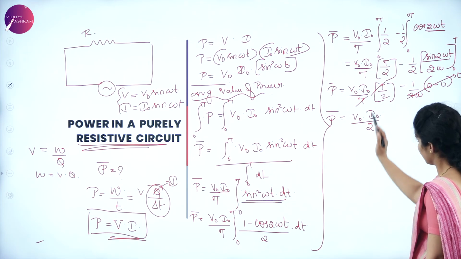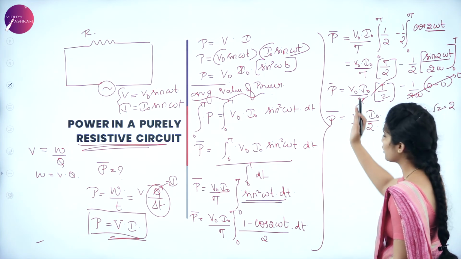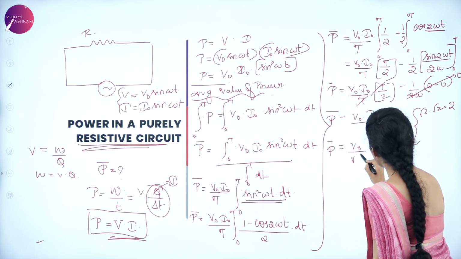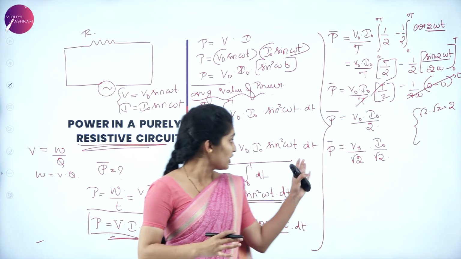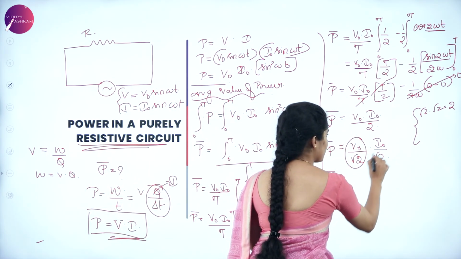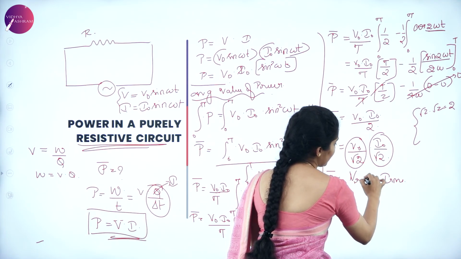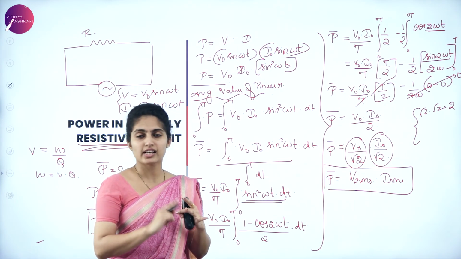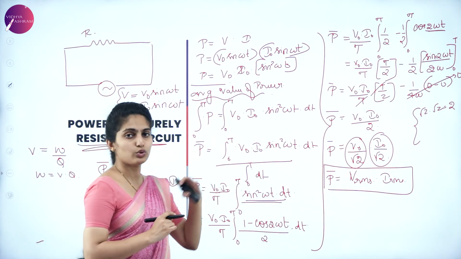So I'll split this 2, that is root 2 into root 2 is 2. So I'll give one root 2 to V0 and the other to I0. So P average is equal to V0 divided by root 2 into I0 divided by root 2 is the concept. We know that I0 by root 2 is nothing but the IRMS value. Similarly, V0 by root 2 will be the VRMS value. So P average is the product of the root mean square value of the voltage as well as the root mean square value of the current. This is the value for the power in a purely resistive circuit, what we have to understand.